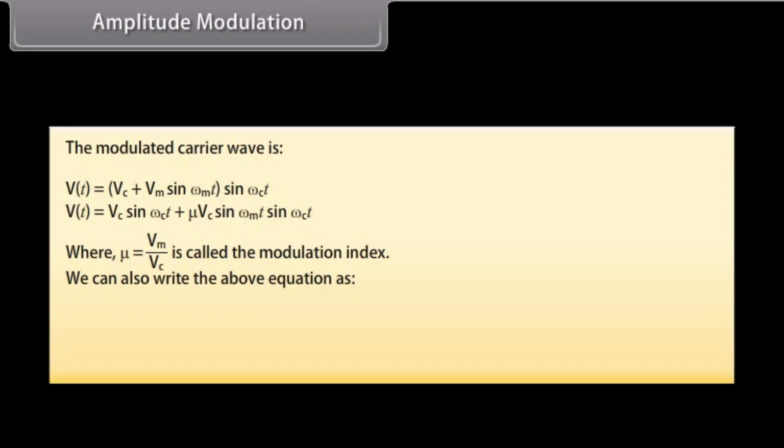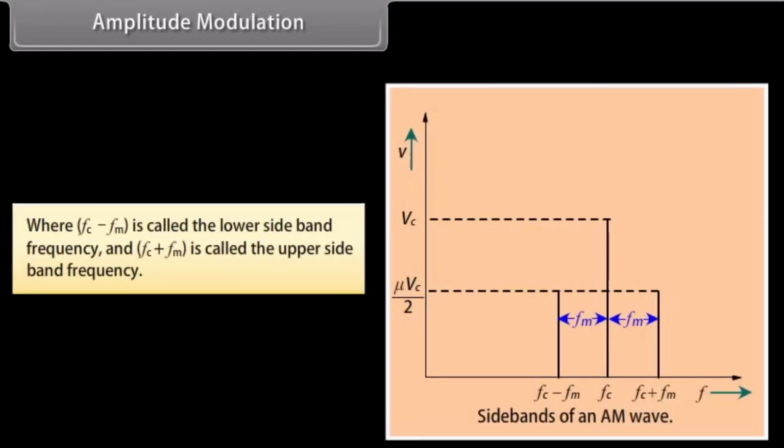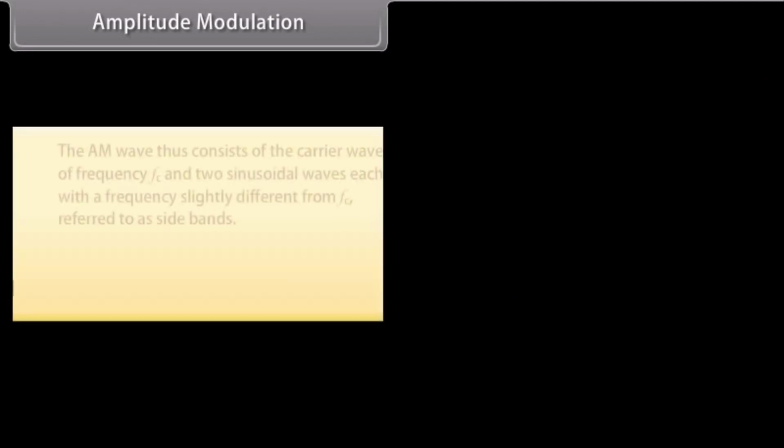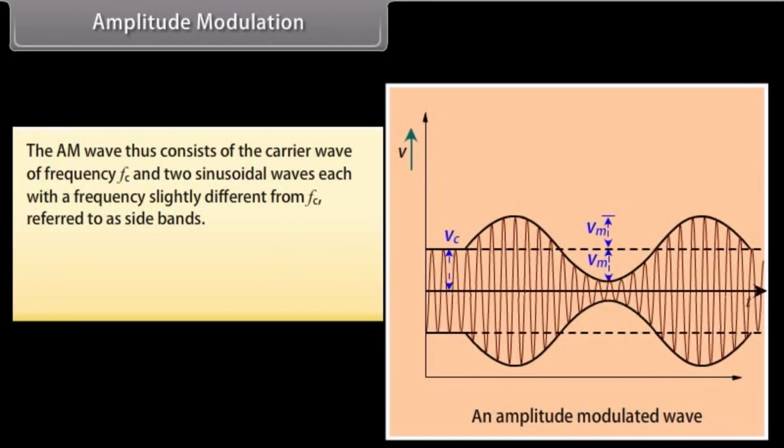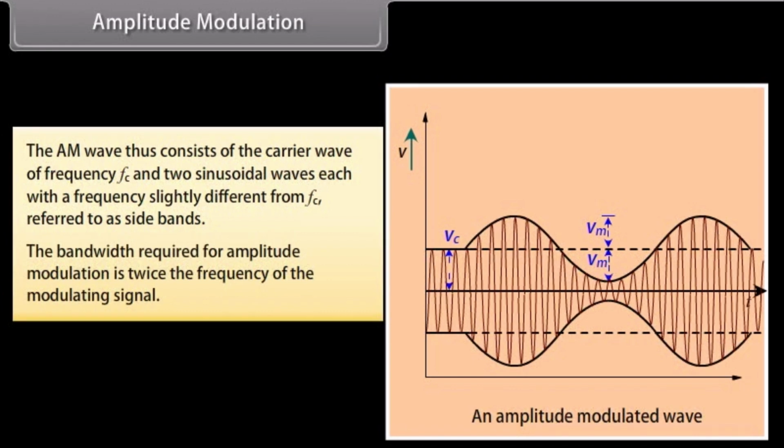We can also write the above equation as follows. Here, fc minus fm is called the lower sideband frequency and fc plus fm is called the upper sideband frequency. The AM wave thus consists of the carrier wave of frequency fc and two sinusoidal waves, each with a frequency slightly different from fc, referred to as sidebands. The bandwidth required for amplitude modulation is twice the frequency of the modulating signal.